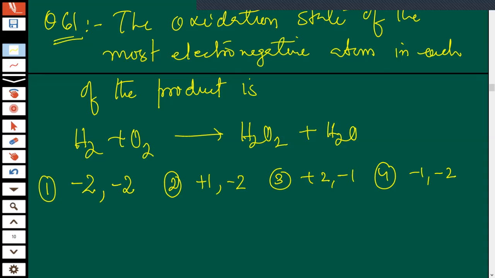Calculate the oxidation number. In the product side, they told each product. Here it is minus 1 and here it is minus 2. You have calculated earlier also. In H2O2, 2 hydrogens plus 2 oxygens is equal to 0, so 2 oxygen is equal to minus 2, oxygen is minus 1. And here it is minus 2. Minus 1 and minus 2. For question 61, the fourth option is correct.